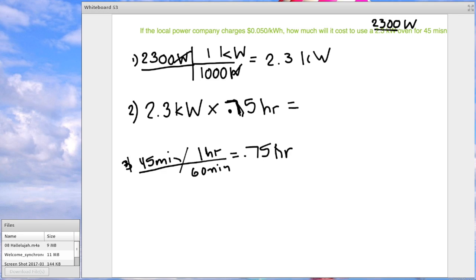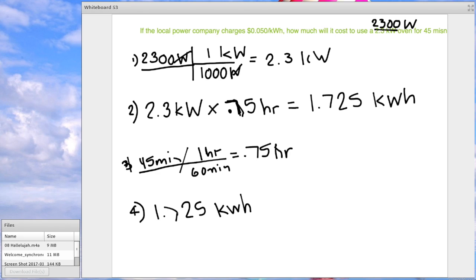Let me get my calculator and see what it says. 2.3 times 0.75, I'm going to get 1.725 kilowatt hours. Then I can take my 1.725 kilowatt hours and see how much money that's going to cost.